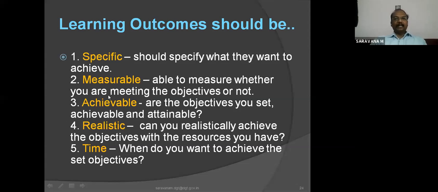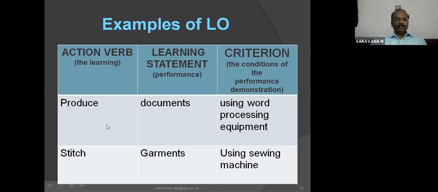And you see the learning outcomes, some examples: action verb. When you write the statement, the first word is an action verb, an action word. We should start the learning outcome statement by using the action verb. So produce, stitch. You see, produce documents using word processor software, and stitch the garment using sewing machine. Here, produce, stitch and all are action verbs. The learning statement is document and garments. And you see the criteria is using the sewing machine or using the word processor software.